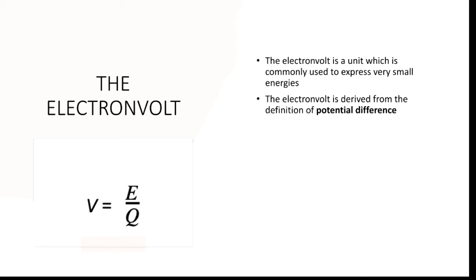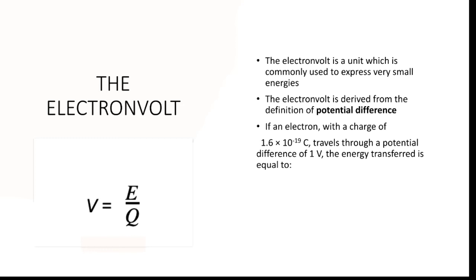So the electron volt is derived from the definition of potential difference. That's the formula you have here. Potential difference is equal to the energy per unit charge, and that is the major equation that we're going to play around with. So if an electron has a charge of 1.6 times 10 raised to the power of minus 19 coulomb, that figure is a standard for the charge of an electron, so it's something you should know.